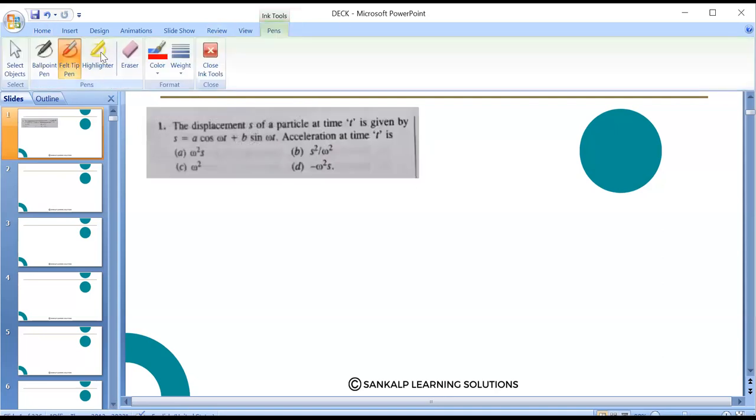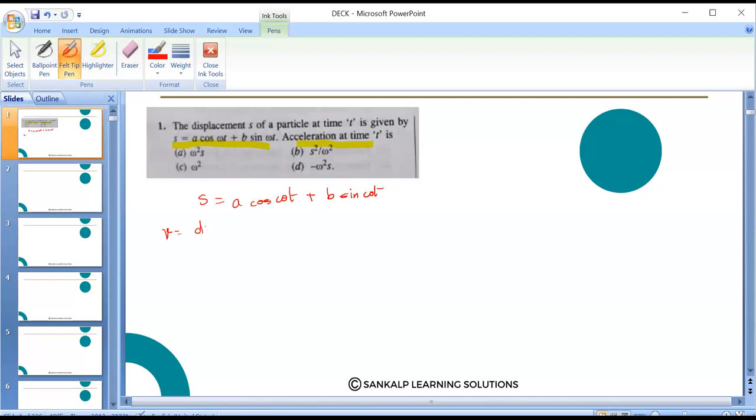Let's read the question. The displacement s of a particle is given. You have to find acceleration. So if s is given, the displacement is a cos omega t plus b sine omega t.